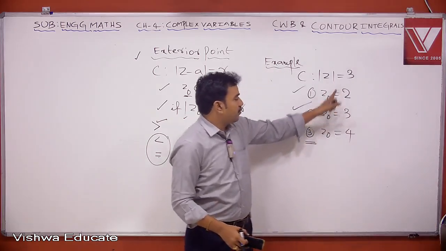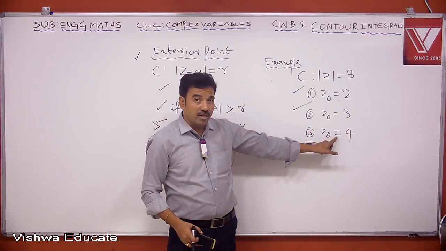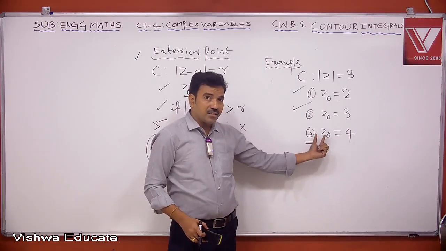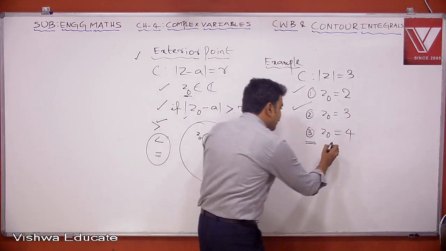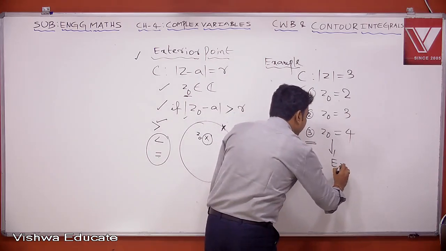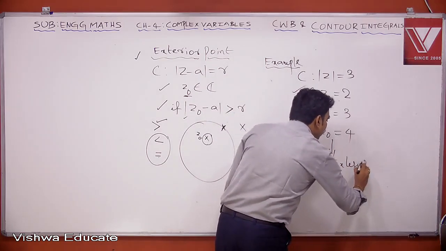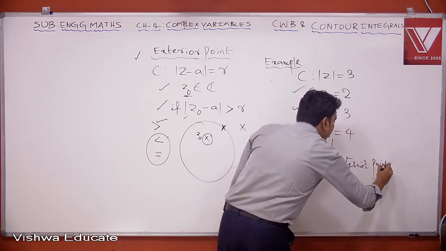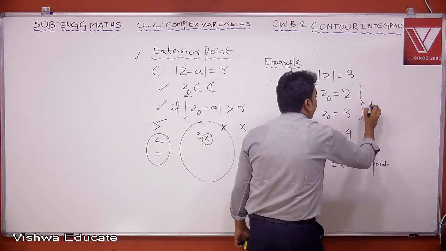Write the same example, but at this moment take Z0 equal to 4. It is an exterior point of this circle. This is an exterior point, but these two are interior points.